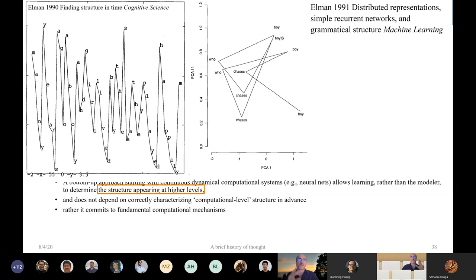Another example of structure of this sort, I take it, that McClelland et al. were referring to.